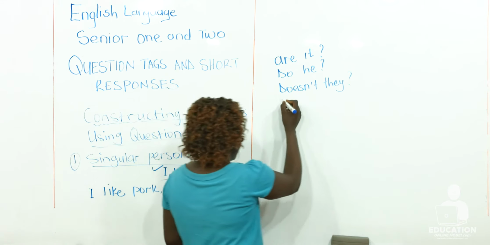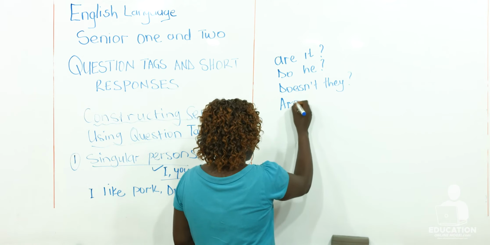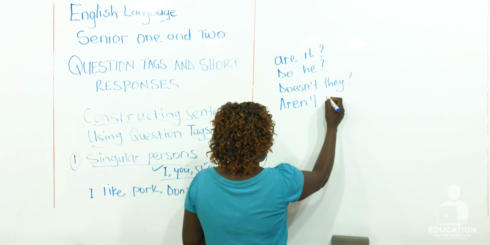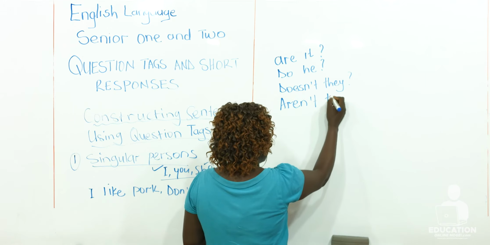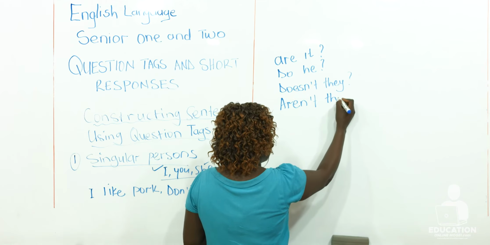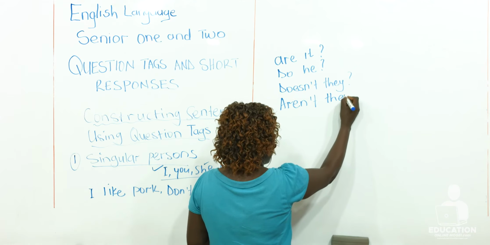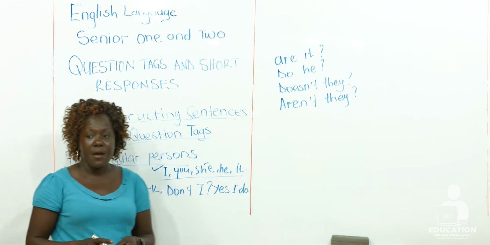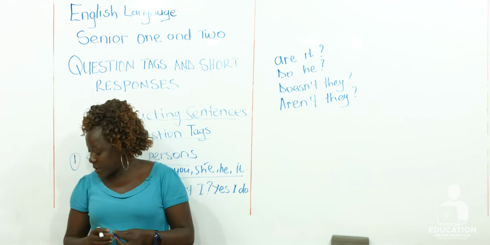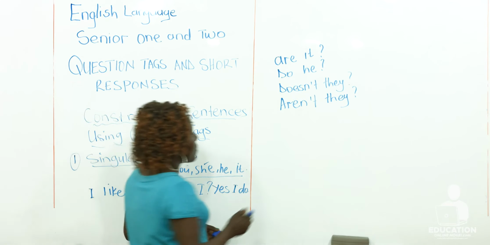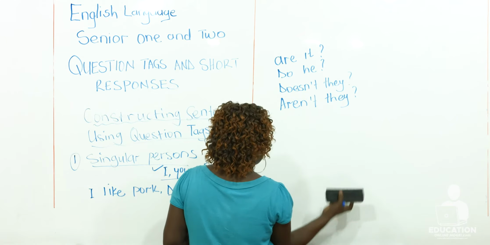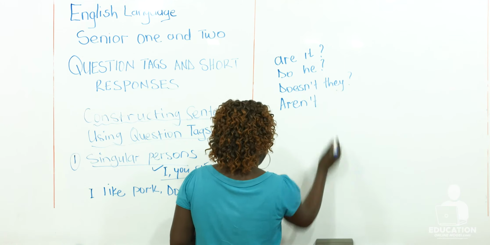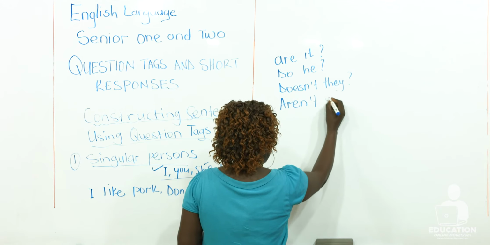Then look at another one here. Aren't we? No, aren't they? Aren't they? So you can see. No, in that case, you will say, aren't she? Aren't she?